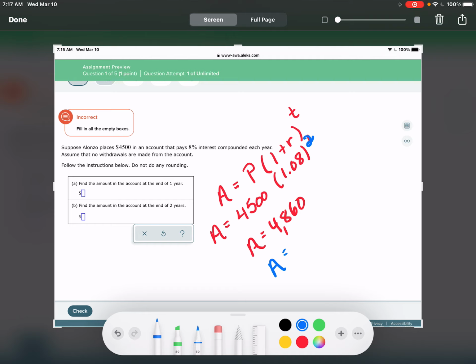Let's try this. Alexa, what is 1.08 to the second power? 1.08 to the power of 2 is 1.1664. Alexa, what is 1.1664 times 4,500? 1.1664 times 4,500 is 5,248.8. All right. So if Alexa's right, those are our numbers that we could fill in there. Not sure I will remember them when I delete my screenshot, so I probably won't. Go ahead and enter them.